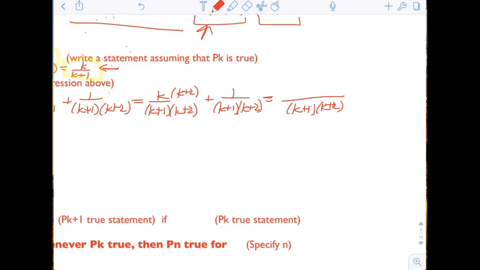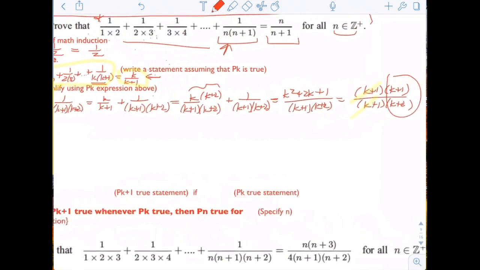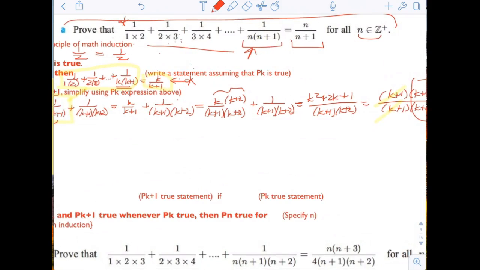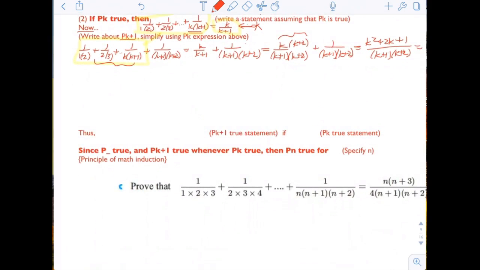Now we have the common denominator, k plus 1 times k plus 2. And on the top, we got k squared plus 2k. Do you see I just expanded that? Plus 1. Ooh, now look at the top. The top is a perfect square. K plus 1 times k plus 1. And the bottom is k plus 1 times k plus 2. Now I can cancel those two out. And I'm left with k plus 1 divided by k plus 2. That looks a lot like this, doesn't it? So before I had k over k plus 1, if I replace k with k plus 1, I'll have k plus 1 on top and I'll have k plus 2 on the bottom, which is exactly what I ended up with here. So I have proven the k plus 1th case.